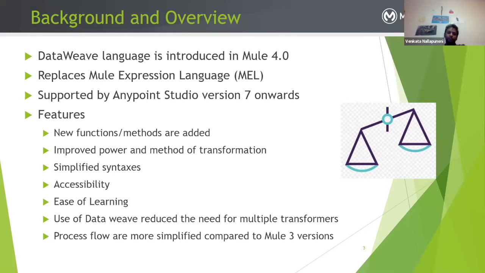Some of the cool features, the new functions and methods, have been added. There is very much improved power in the transformation, and the syntax has been much simplified comparatively. Some of you might be aware of how attributes used to be presented in Mule 3 and MEL. Now it's become very easy. Most of them are camel case, which is quite handy for Java developers. If you have to write a function, it's mainly simplified as camel casing in most cases.